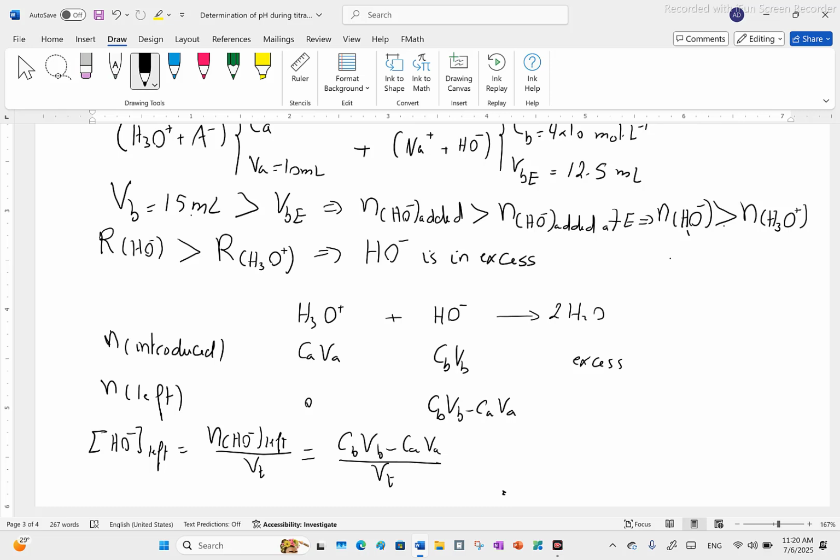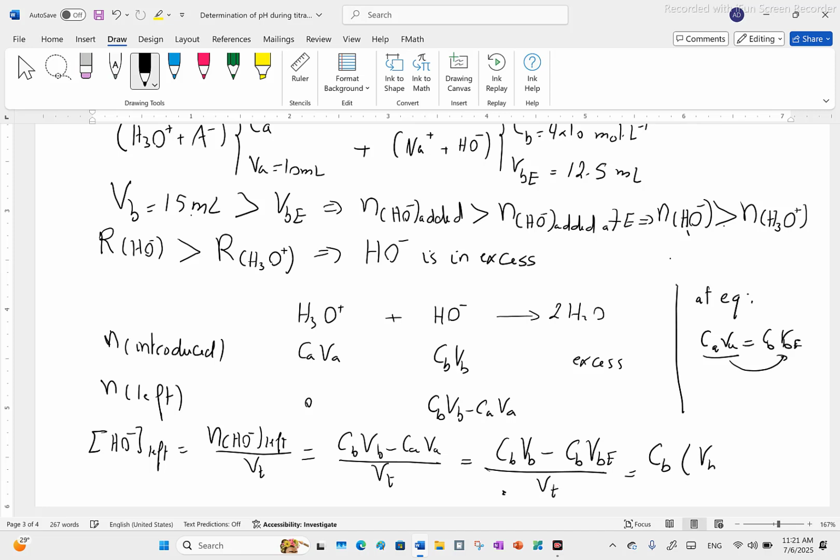That means CAVA equals CBVBE at equivalence. Then we can replace CAVA by CBVBE. So CBVB minus CBVBE over V total equals CB common factor, VB minus VBE, over V total, which is VA plus VB plus V water.